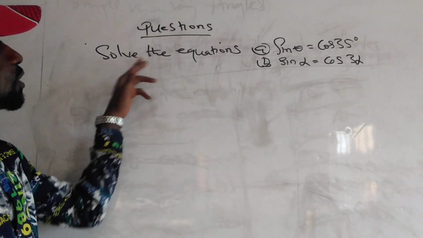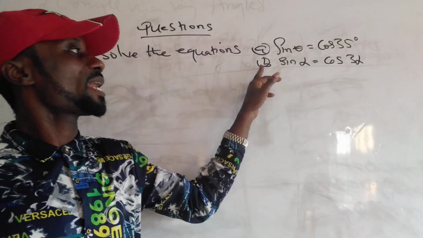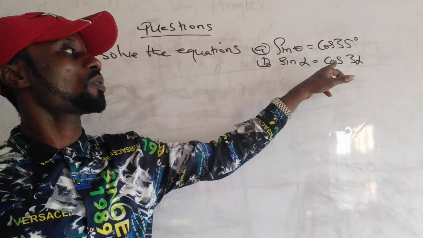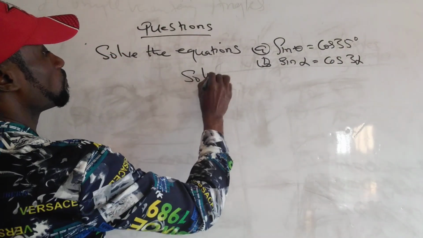Let's look at the question. Solve the equations: A, sine theta is equal to cos 35 degrees, and B, sine alpha is equal to cos 3 alpha. Okay, let's look at the solution.